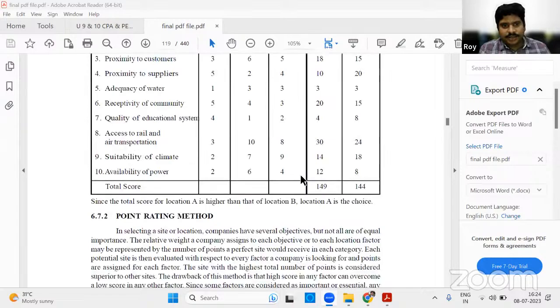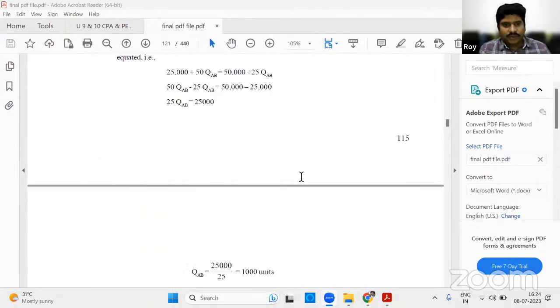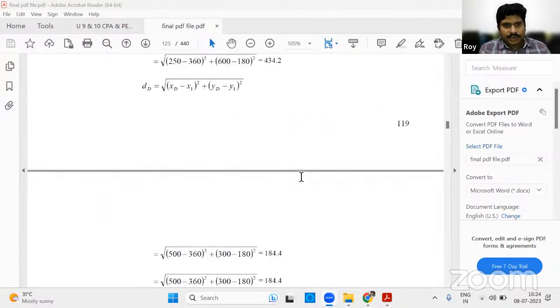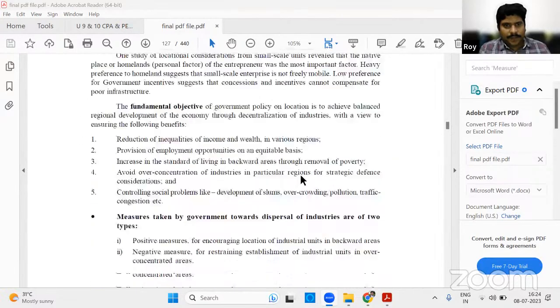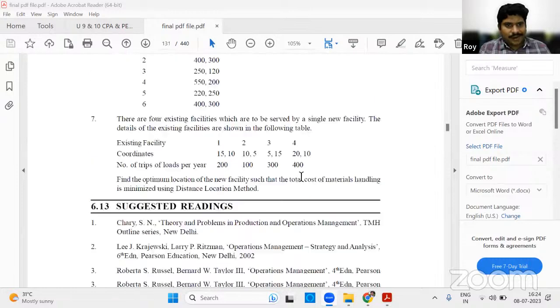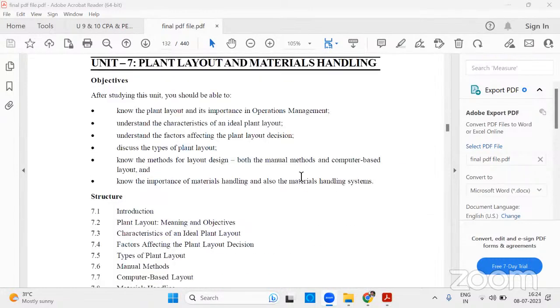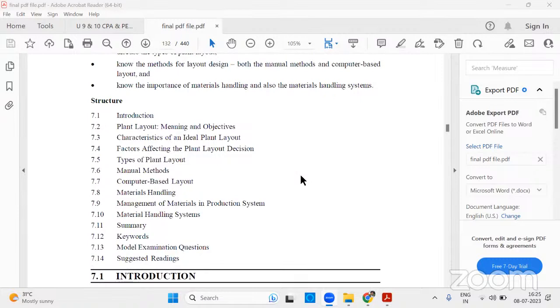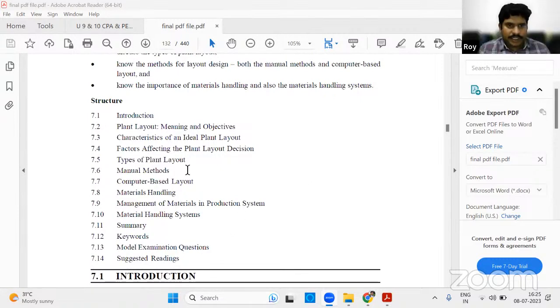Location selection techniques, we just went through this overview. The next one is... Sir, in the last class, you told me you would work through some problems in this class. Yes, correct, that's what I'm looking for. The types of plant layout are done, right?